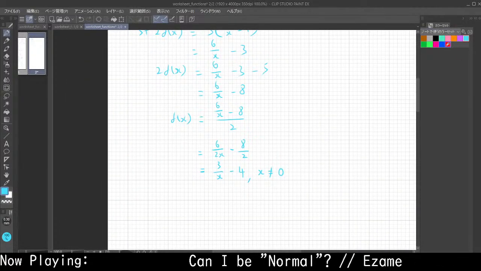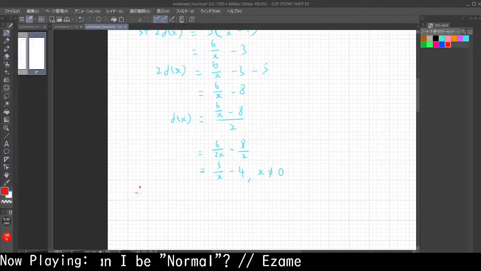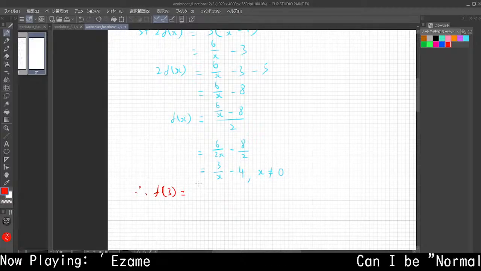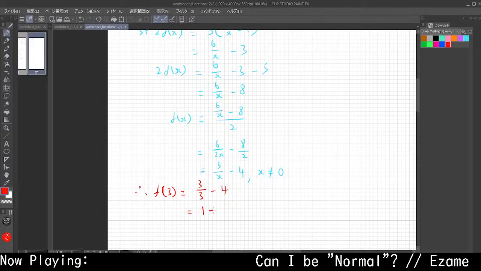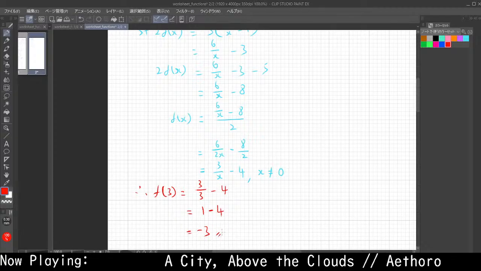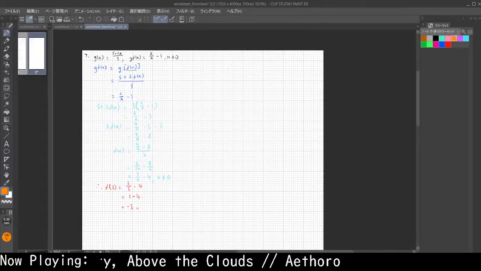f(3). If you look closely, you are not done yet because the question wants f(3). So let's substitute 3 into the f(x) that you found: 3 divided by 3 minus 4. 3 divided by 3 is 1, minus 4. 1 minus 4 is negative 3. Nothing else to do. There is your answer. Next.